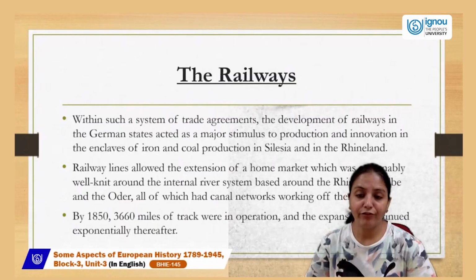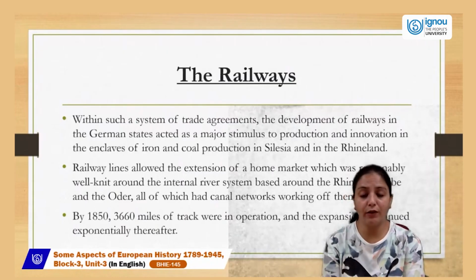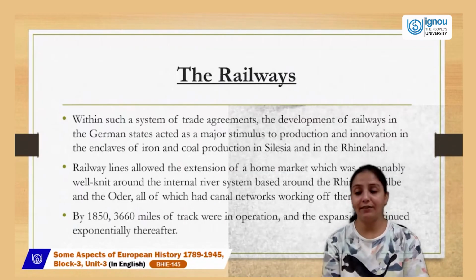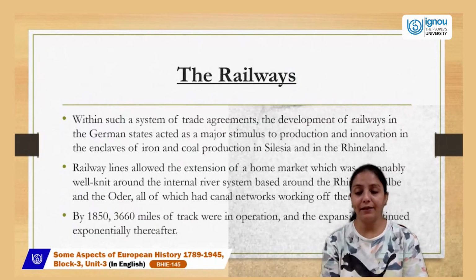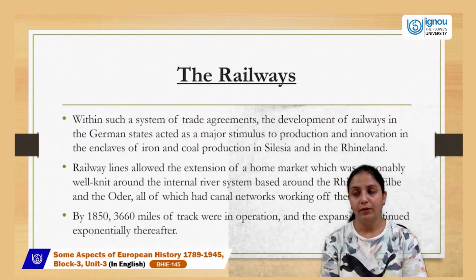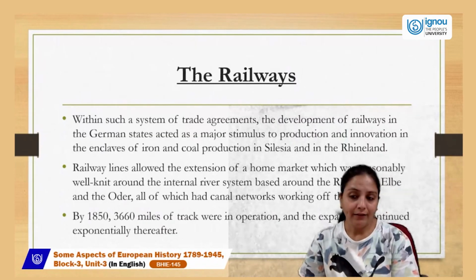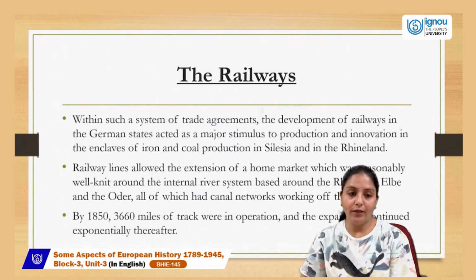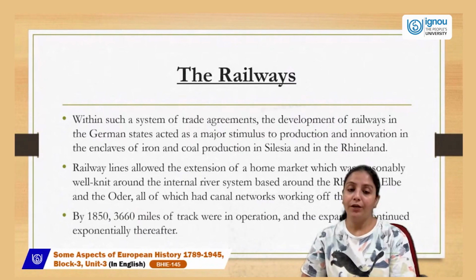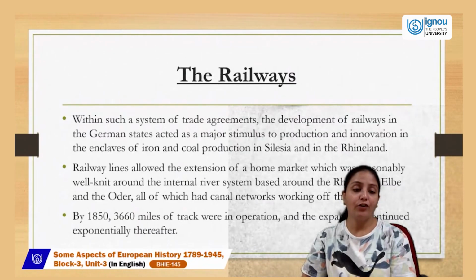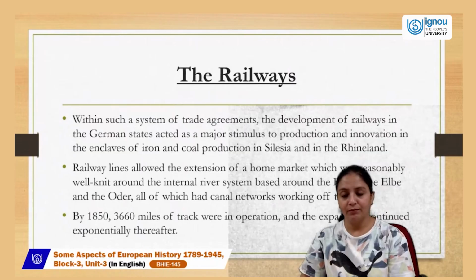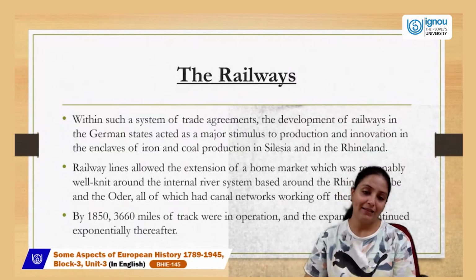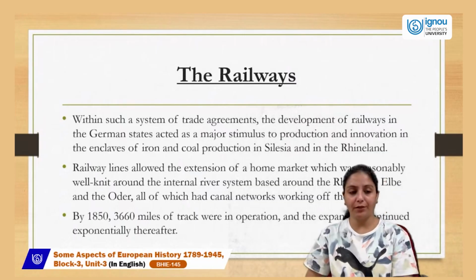trade system. If the people of that particular area wanted to enhance the trade system, the Rhine played a very important role in enhancing the development of industrialization. Rhine, Elbe, and the Oder were the important, key rivers. They were playing a key role alongside the railways and the trade, and all of them had canal networks working off them. Rivers and canals side by side played a very important role in that area.